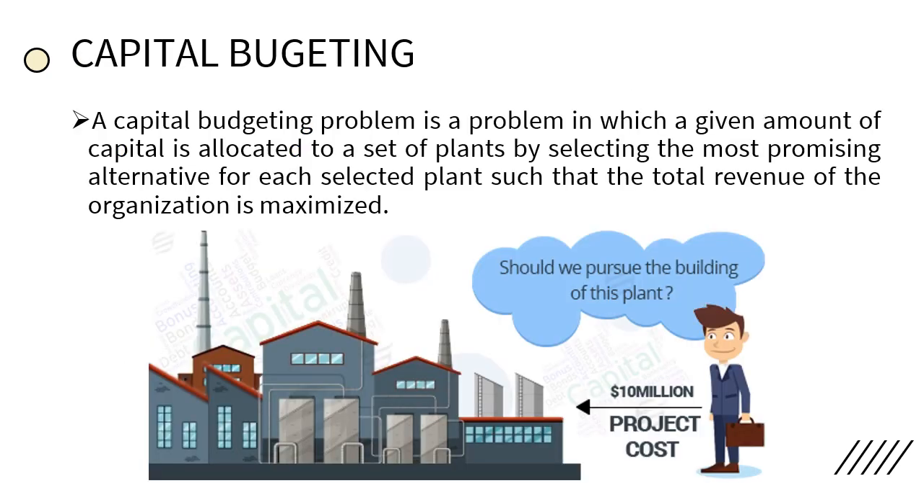Capital budgeting. Capital budgeting is a problem which is used to allocate a set amount to different sets of plants available so that we can increase the total revenue for that particular organization. If I consider an industry which has a set of plants in Tamil Nadu, Mumbai, or wherever, how to allocate a particular budget to these plants so that I can increase the maximum revenue. This we call capital budgeting.